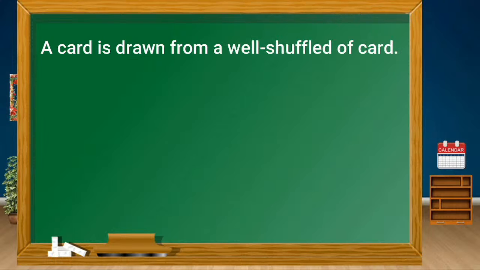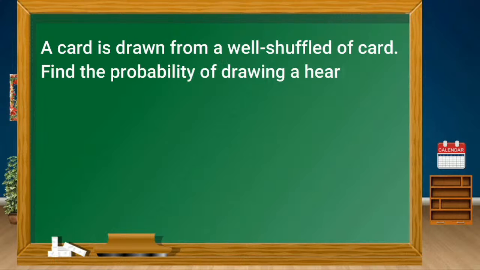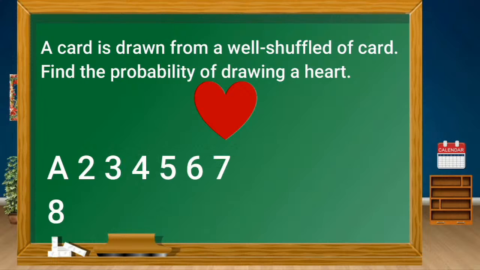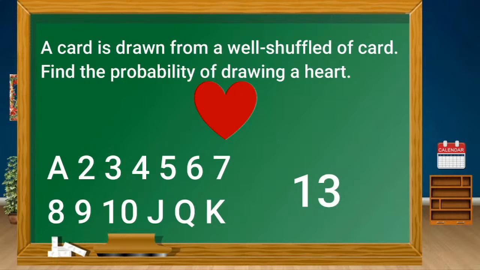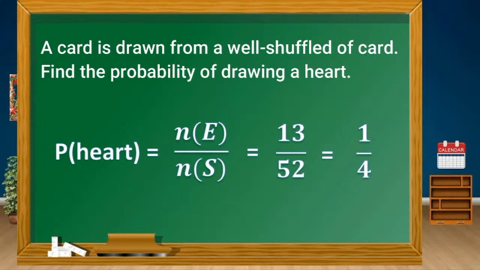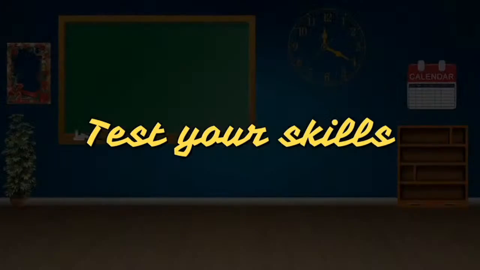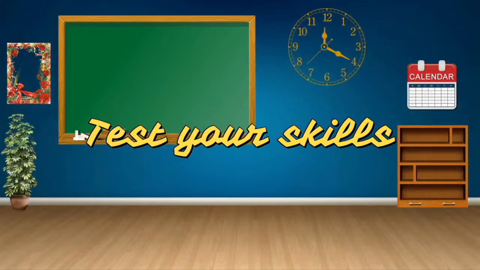From a well-shuffled deck of cards, what is the probability that a heart will be drawn? In every suit, we have ace, 2, 3, 4, 5, 6, 7, 8, 9, 10, jack, queen, and king, a total of 13. So the probability that a heart will be drawn is equal to 13 over 52 or 1/4. Let us now test your skill.